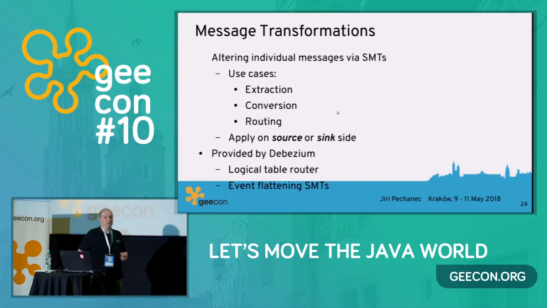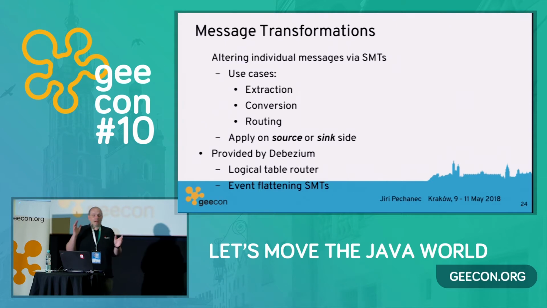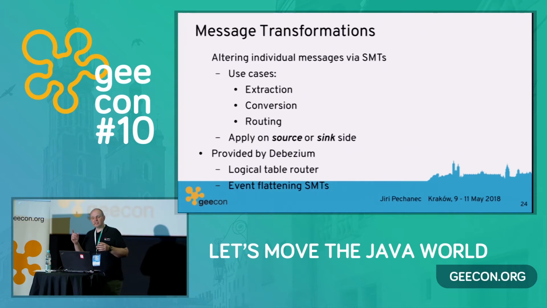So let's continue with the presentation. The next topic is message transformations. Kafka Connect supports a limited way to transform or modify messages via so-called single message transform, SMT. The typical use cases are extracting part of the message and replacing the original message with this part, converting the message from one format to another, or routing the message to a different topic.